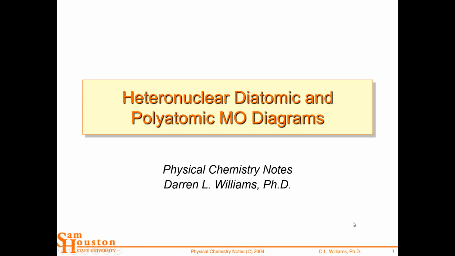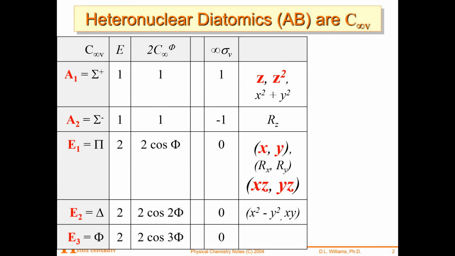So we're doing heteronuclear diatomics, and these all have the point group of C infinity V. So we've gotten rid of the inversion center because we have two different atoms. And this changes all of the symmetries. We no longer have G and U symmetry because we don't have that inversion center. So these are just A1, A2, E1, E2, E3, E4, E5, all the way to E infinity.